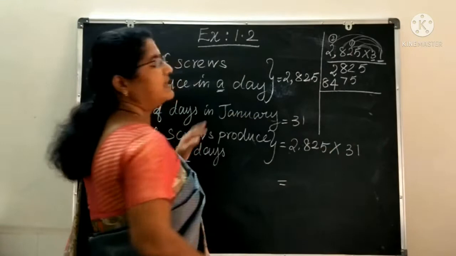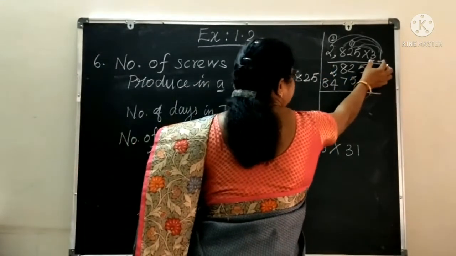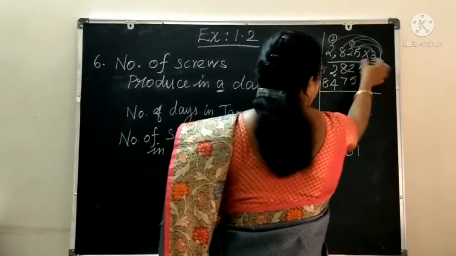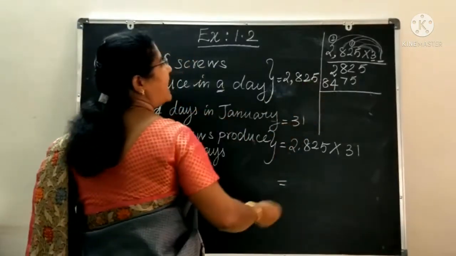Now for multiplication, we add these 2 digits. Here there are 2 digits multiplied, you get 2 rows. If it is 3 digits here, you get 3 rows. Okay, so we can add it.